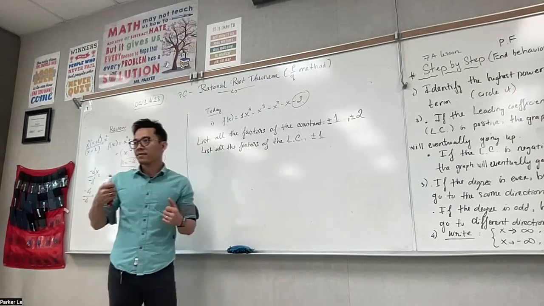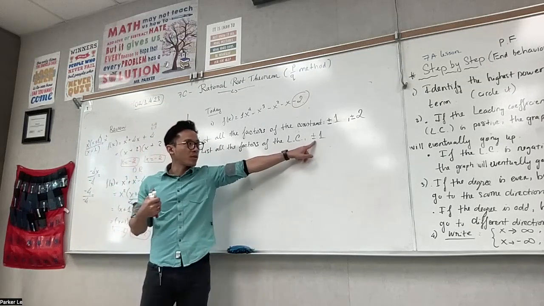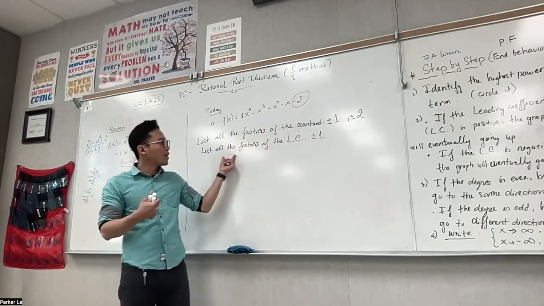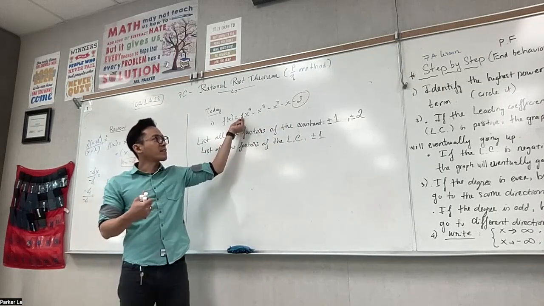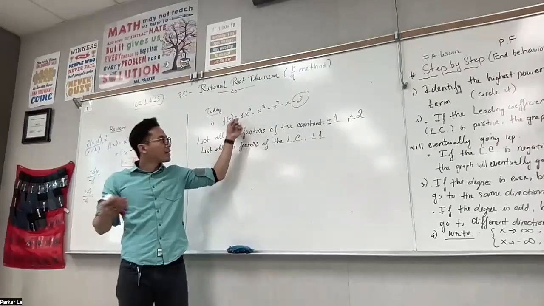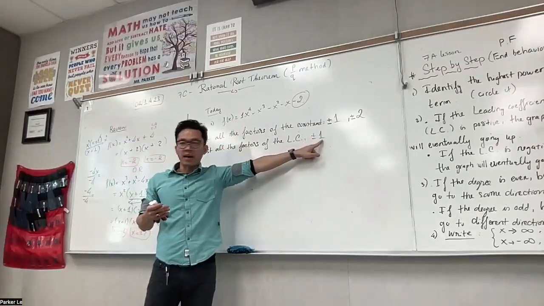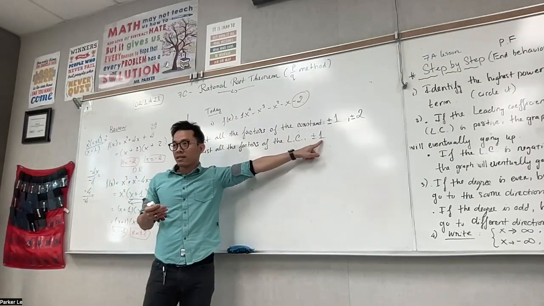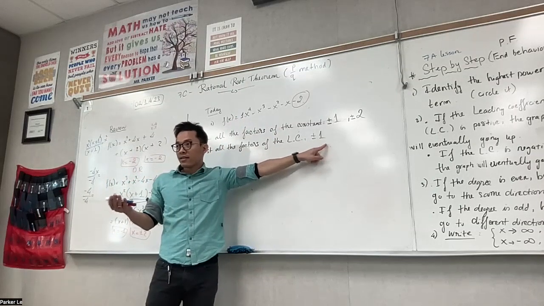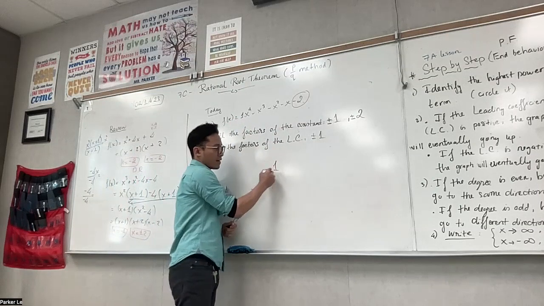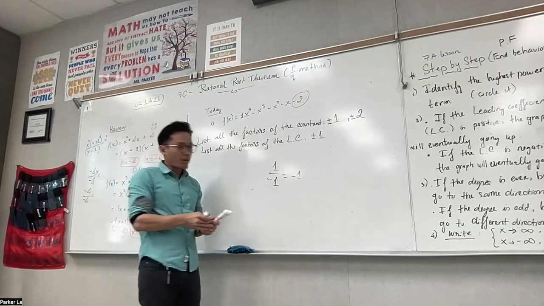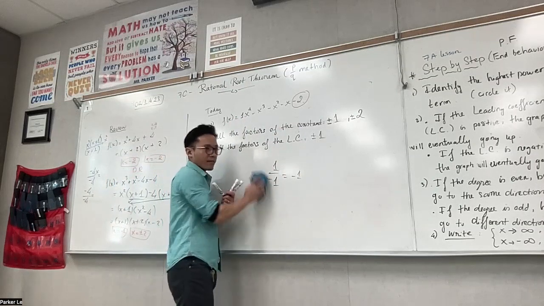You don't know why this is negative? Negative because, okay, we list all the factors of 1. That means all the numbers that 1 can be divided by. So can 1 be divided by 1? Yes. Can 1 be divided by negative 1? Yes, right? 1 divided by negative 1 is negative 1. So you list all the factors that 1 can be divided by.